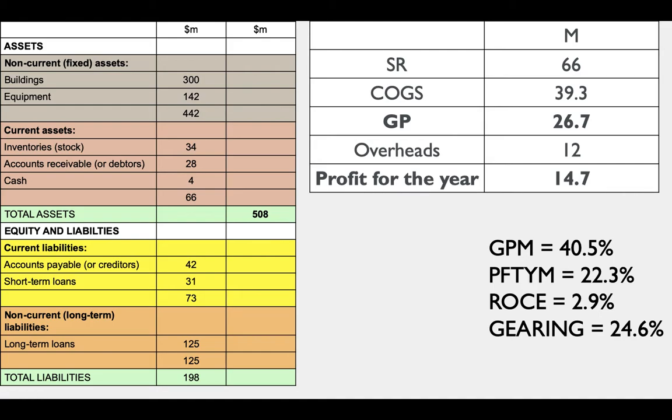Let's double check that again. So 125 divided by 508, yep, so 24.6. So that indicates that 24.6% of all of the assets the business owns were paid for with borrowed money. Okay, so reasonable amount of gearing there, but not perhaps too risky a business. 75% of everything they own was paid for with their own money. That's a reasonable position to be in.